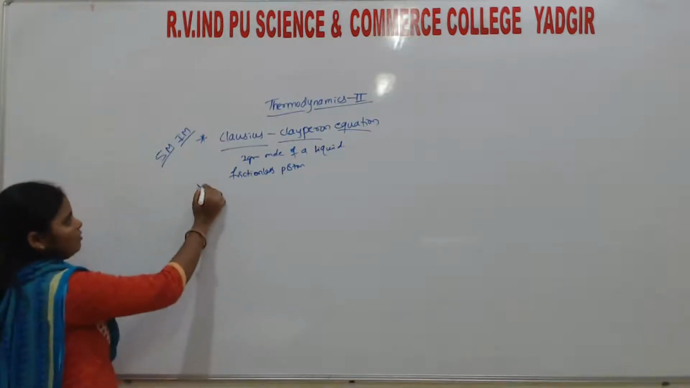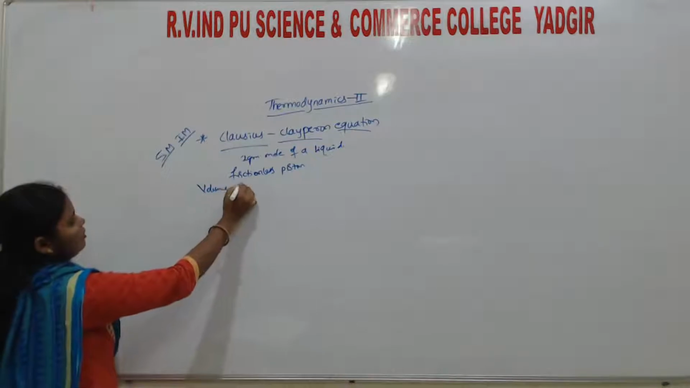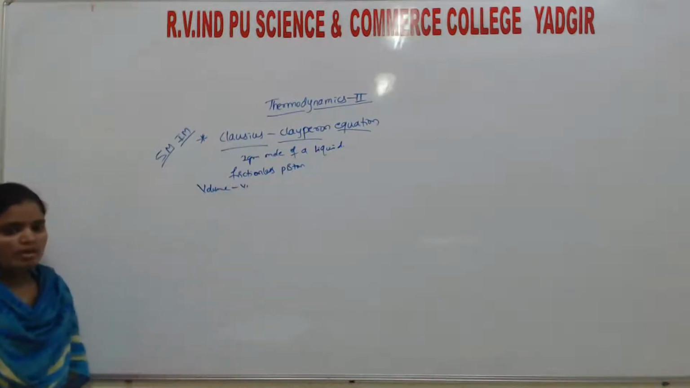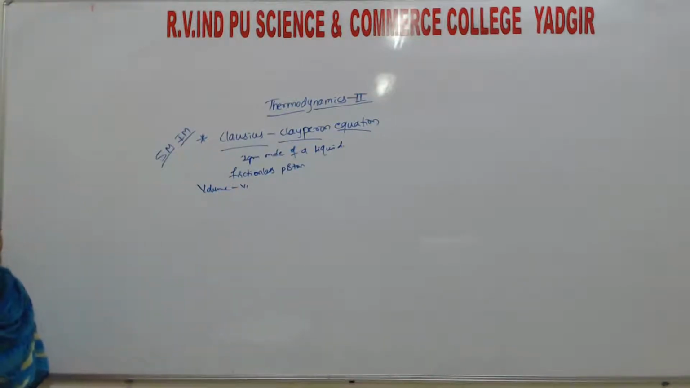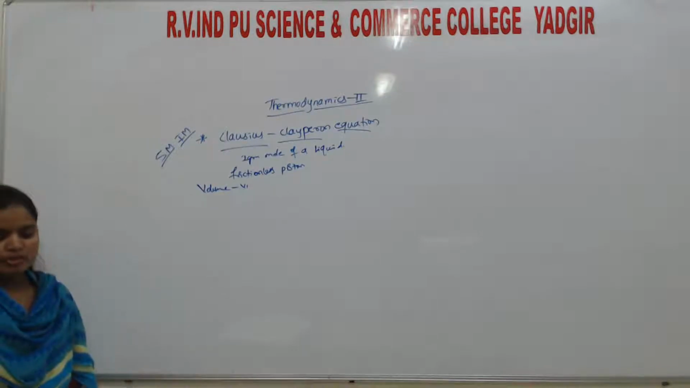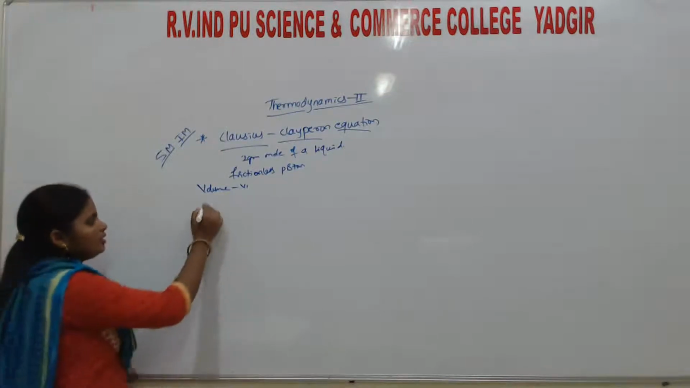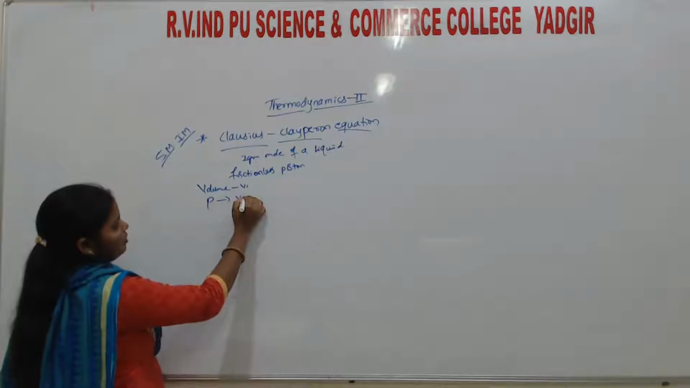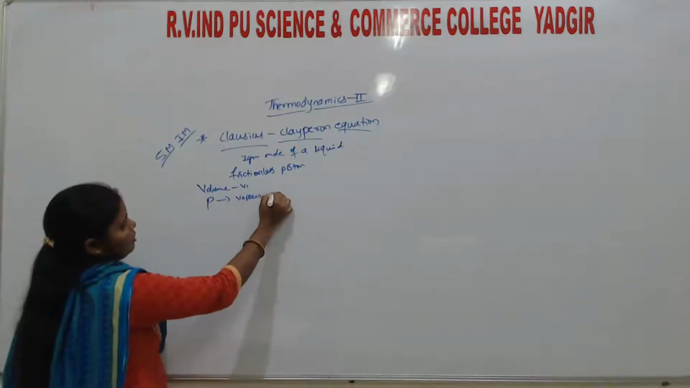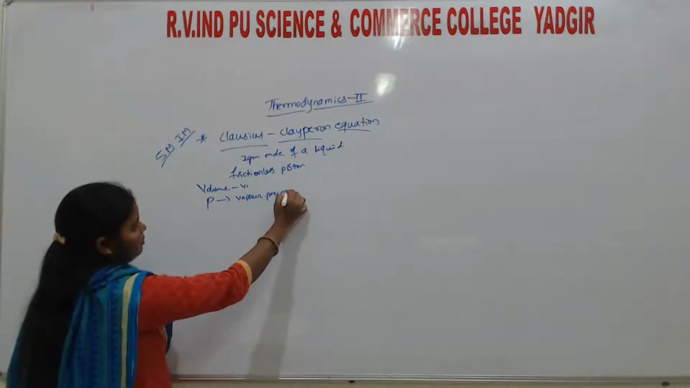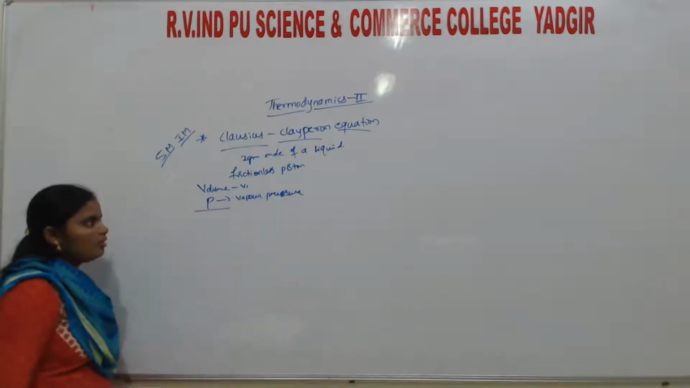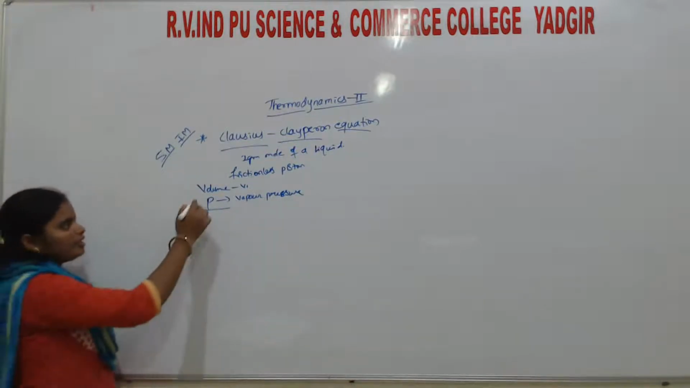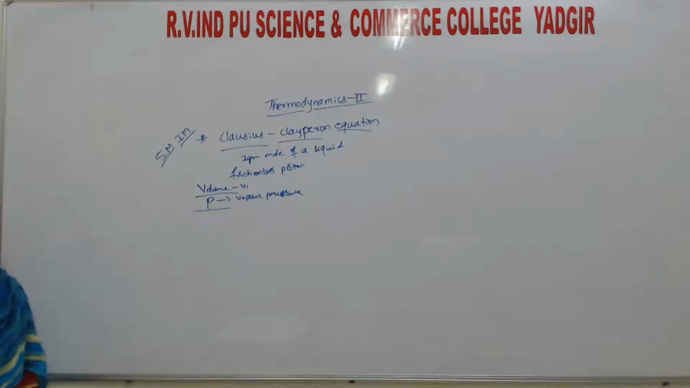Let the volume of the liquid be V1, and its vapor pressure be P at temperature T. P is the vapor pressure, V1 is the volume.